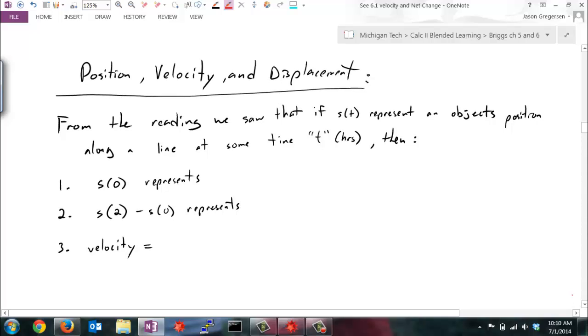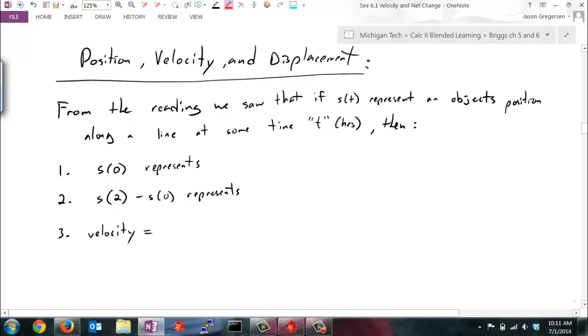All right, so 6.1 is about position, velocity, displacement, all this kind of stuff. So from the reading, we should have a definition of some of the basic stuff here. For instance, we saw that if we have some function s of t that represents an object's position along a line at some time t, I'll say in hours, then what does some of this stuff mean here? What does s of 0 represent? If s gives me the position of an object at some time t, then s of 0 is the position at time equals 0. And we're going to call this our initial position.